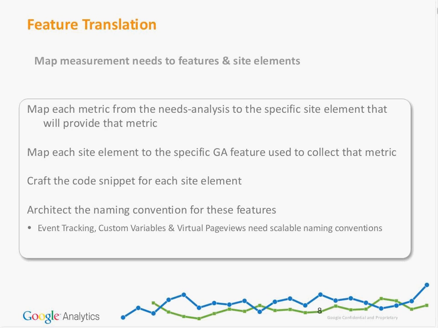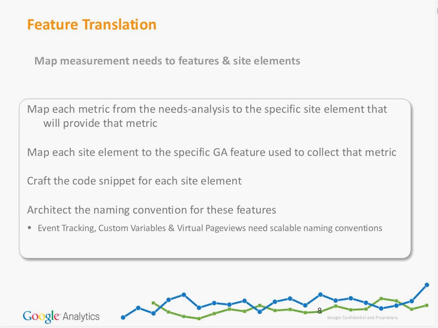Now that you've got a bunch of site elements, this is when you'll start translating features. Now I'm going to send this deck out, or at least a link to it, after this presentation. But it's important to at least conceptually visualize where this implementation is going and what the arc looks like. Right? You identify your needs, you identify what will measure those needs. Now we're going to identify what tags will reach those measurement goals.